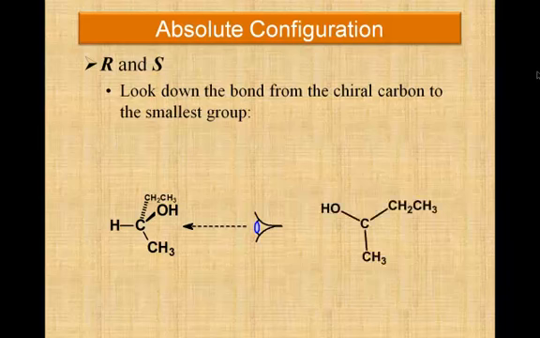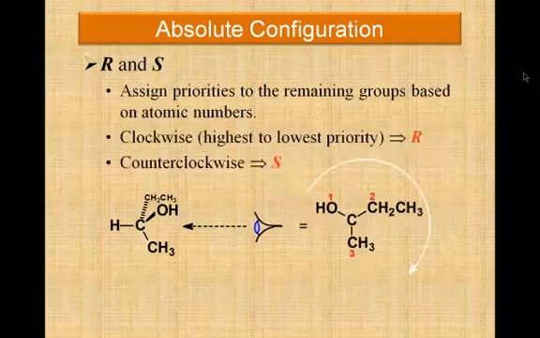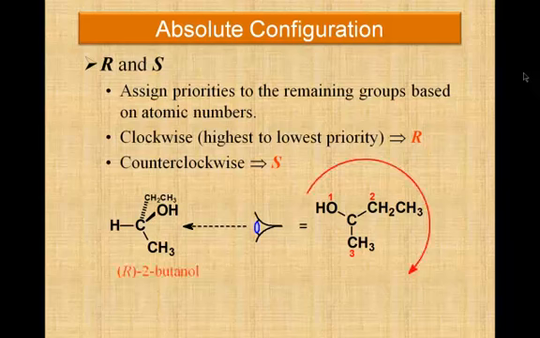So hopefully this is what you came up with. Hydrogen is facing away from me, and now we need to assign priorities to these 3 groups. Oxygen is number 1, my ethyl group would be number 2, my methyl group would be number 3. My path is going clockwise, so this would be the R isomer. Or in other words, I can call this R-2-butanol.